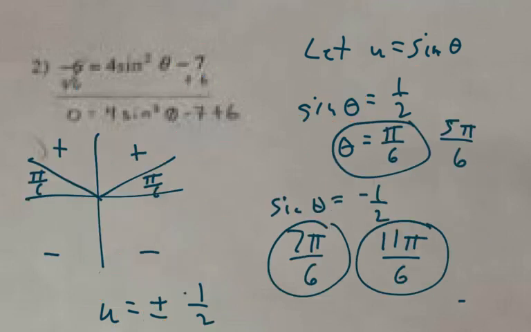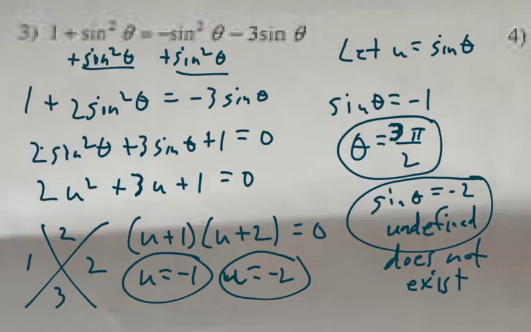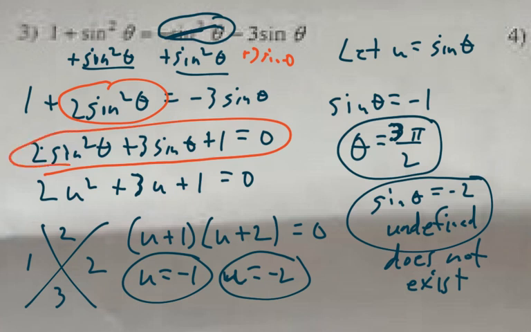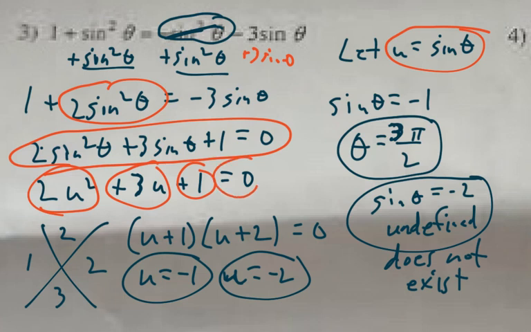All right. Number 3, I'm going to go ahead. Oh, that's number 2 again. So number 3, this time I notice I'm going to add sine squared to both sides to get rid of that. So now I have 2 sine squared. And then I'm going to minus 3 sine theta on both sides. Or I should say, that's a minus, so I'm going to add 3 sine theta. So anyways, when you get it all in order, you have 2 sine squared plus 3 sine plus 1. We're going to let u be sine theta. So we'll have 2u squared plus 3u plus 1 equal to 0.